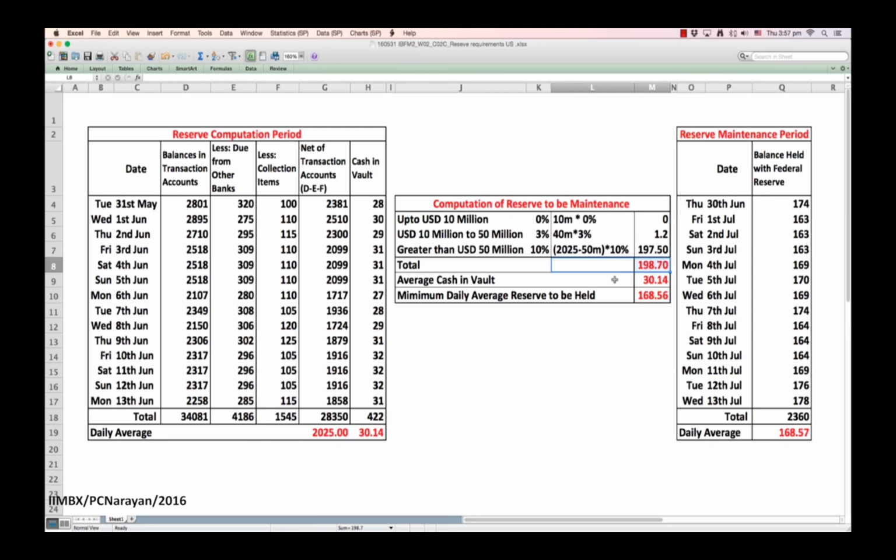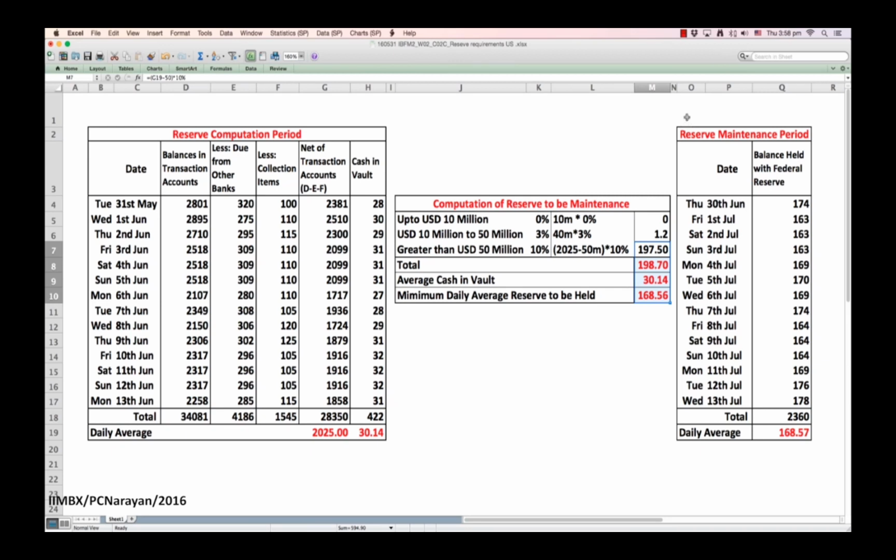198.70. The cash in the vault is subtracted from that, which, as you recall, is 30.14, which is what we have reflected here, and therefore the minimum daily average reserve to be held is 198.70 minus 30.14, which gives you a figure of 168.56. This is the minimum daily average reserve to be held.